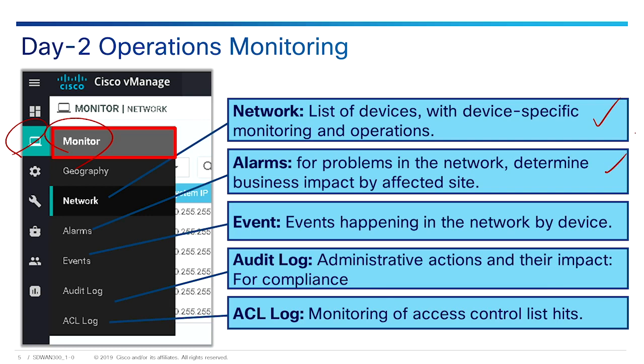We can choose alarms to view a list of all error conditions on the network, grouped by site. This is a fast way to understand the business impact of a network issue. We can choose events to view a generic list of every event in the network, grouped by device. This is similar to a traditional network-side syslog server. And we can choose audit log for tracking all administrative actions in the network, including which user performed what actions at what time. We can use this for compliance reporting. In fact, it's required for compliance reporting. And we can choose ACL log to monitor hits on the ACLs in your network.